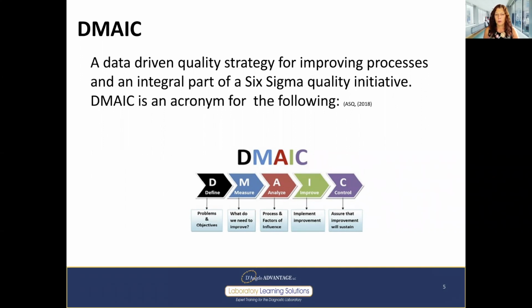And we can use the DMAIC approach, which is defining the problem. What do we need to do as far as measuring the issue so we can collect the data? We'll analyze the data, we'll implement some kind of improvement, and then we'll watch to see if it's a good fit under the control phase. And we can use that DMAIC method for our Kaizen event.